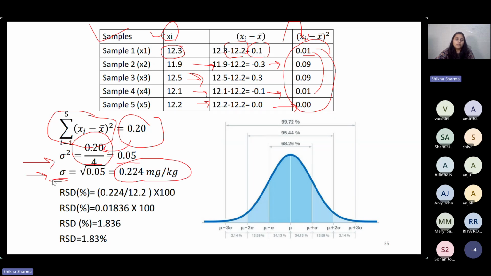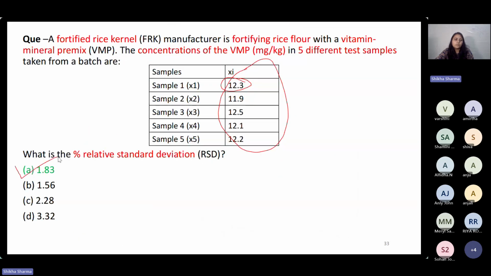Now we need to calculate the relative standard deviation. The percentage relative standard deviation is equal to the standard deviation we got, which is 0.224, divided by the average value, which is 12.2, into 100. So 0.224 divided by 12.2 is 0.01836, into 100. So it is around 1.83%, which is option 1. So is this question clear?